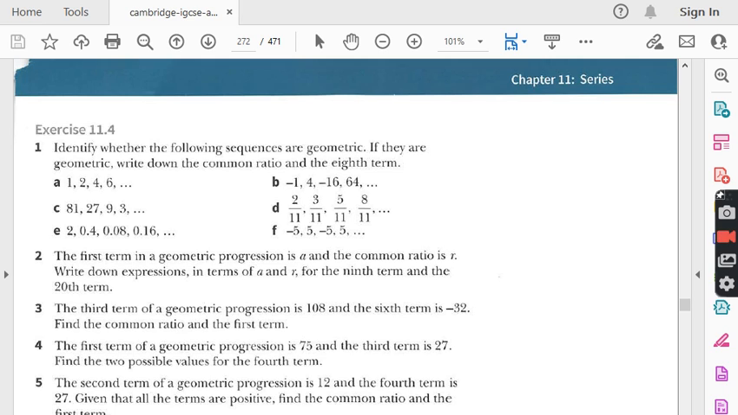Students, in the last lecture we started exercise 11.4. We did questions number 1, 2, 3, 4 and 5. The topic of this exercise is geometric progression, or geometric sequence. Today we are going to do some more questions from this exercise.